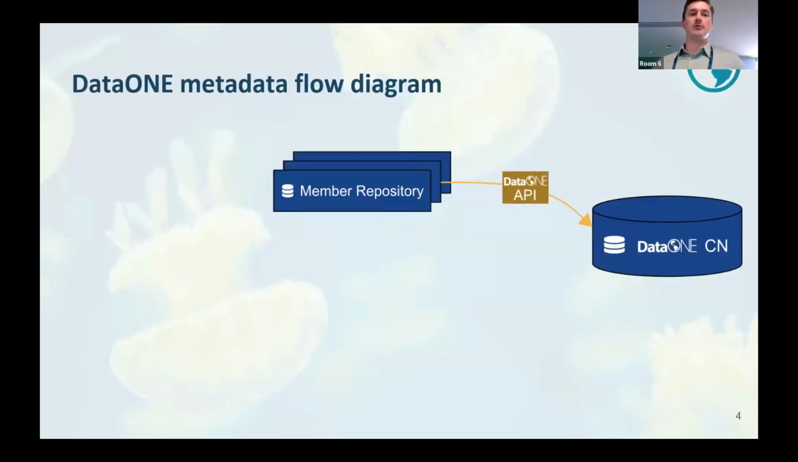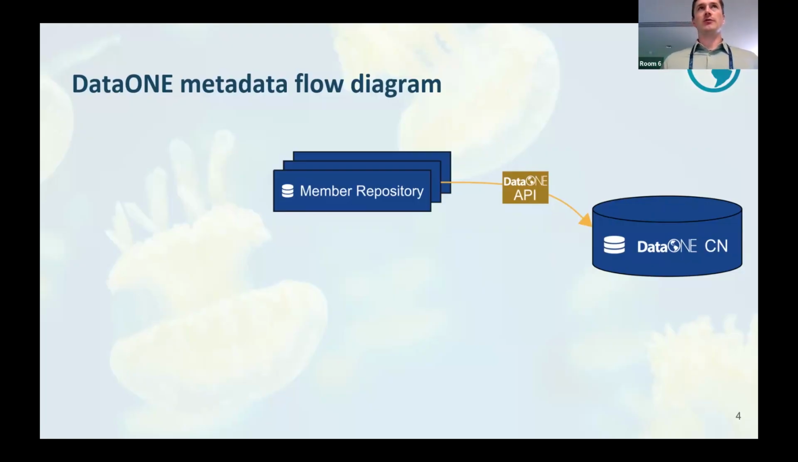So the flow of metadata through DataONE generally looks like this, where the DataONE CN uses the DataONE API to grab metadata from a member repository.